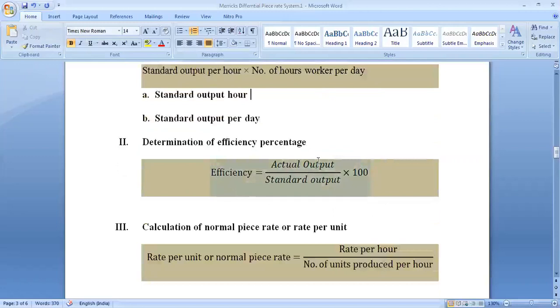Efficiency is equal to actual output divided by standard output into 100. These are the same steps we used to follow in Taylor's method. So we will calculate the efficiency. Why will we calculate the efficiency here?